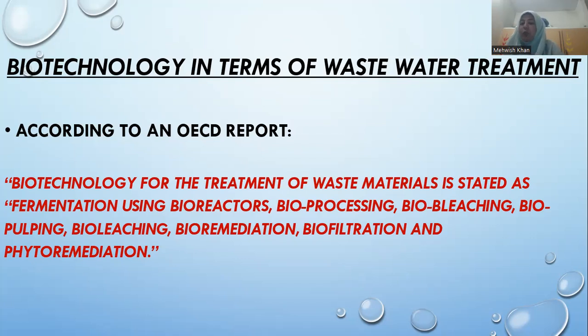So biobleaching is what? The use of microorganisms to make your desired product. And biopulping is the same. Bioleaching is to extract the valuable metal from a very low grade ore. Okay, this is the process. But in bioleaching, by the use of microorganisms, again bioremediation, with the help of microorganisms, you are solving environmental pollution problems as well.